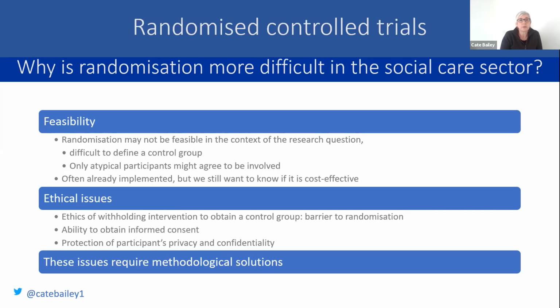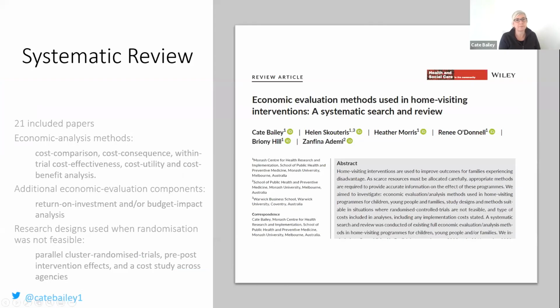Ethical reasons may include withholding an intervention to obtain a control group, the ability to obtain informed consent, and protection of the participants' privacy and confidentiality. Thus, there may be multiple barriers to randomisation, and this requires methodological solutions.